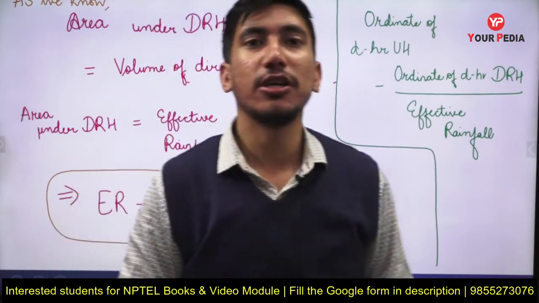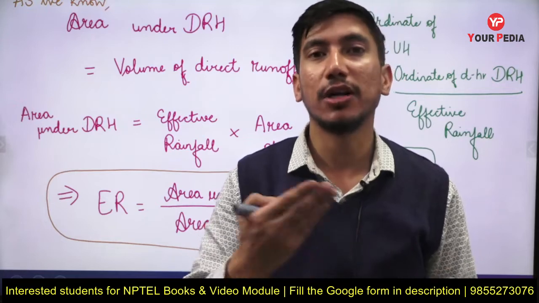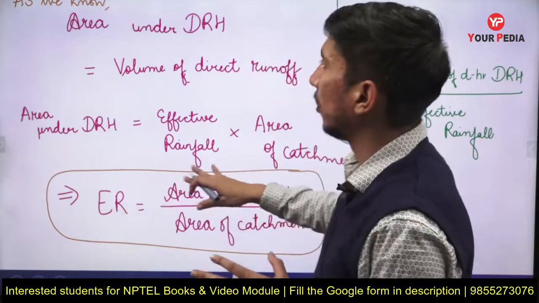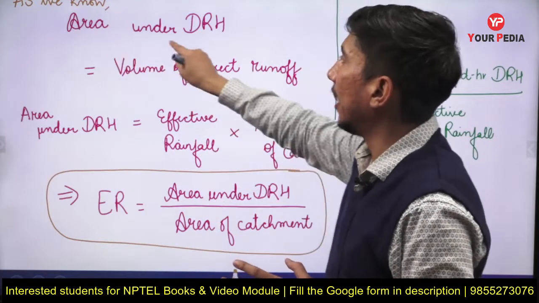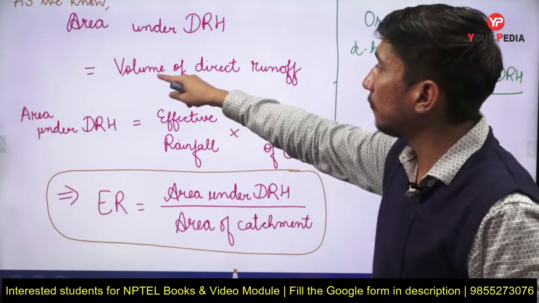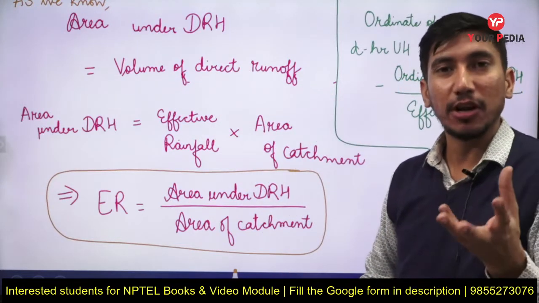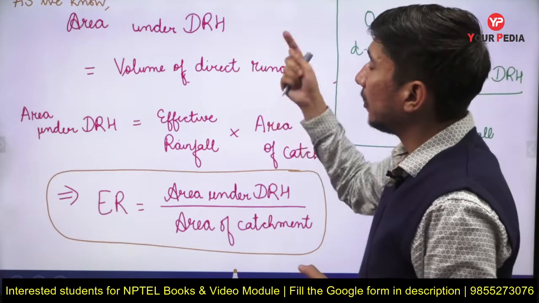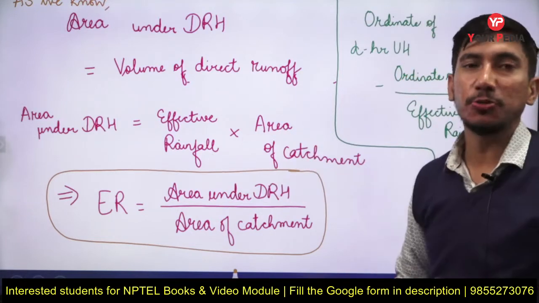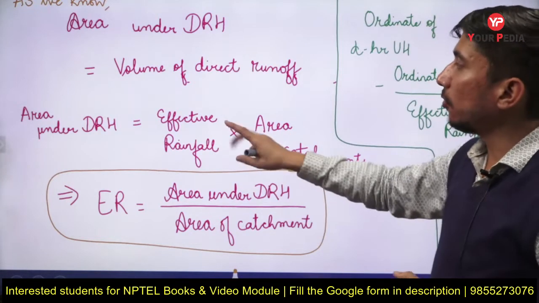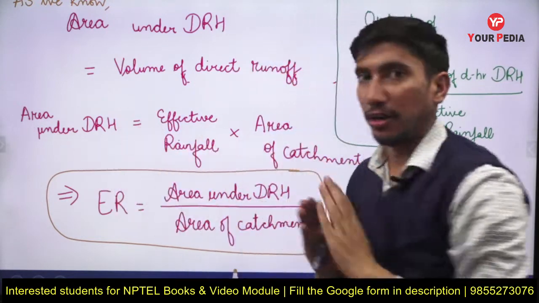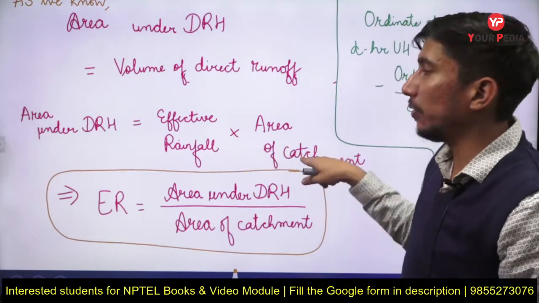Since in this question effective rainfall was not given, that we have to derive using this particular formula. As we know, the area under the direct runoff hydrograph is equal to the volume of direct runoff, and the volume of direct runoff is equal to effective rainfall into area of catchment. So we will equate both these things. The area under the direct runoff hydrograph will become this into area of catchment.